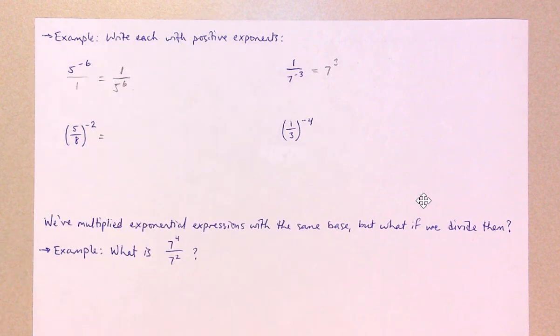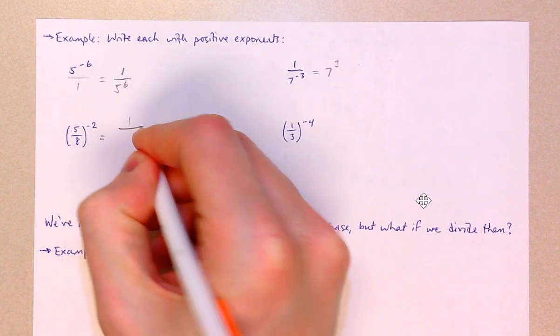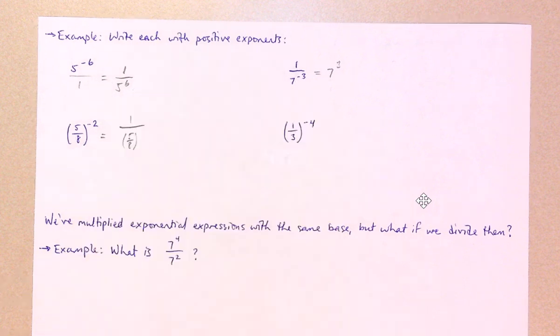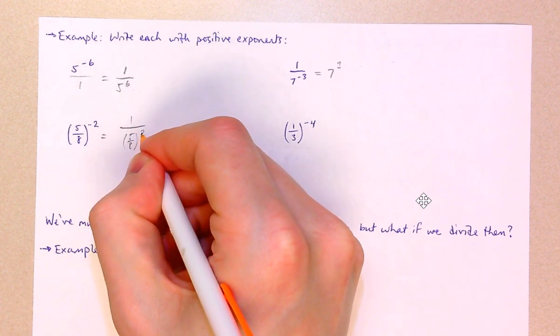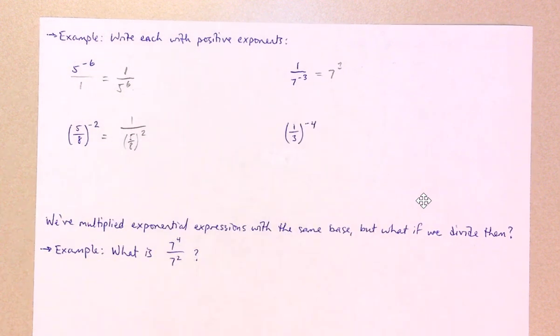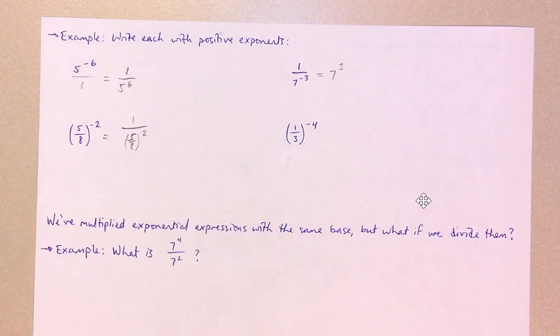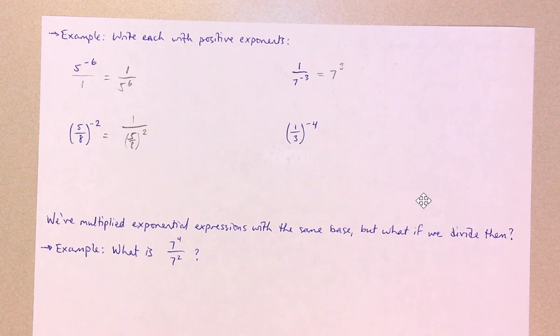We're going to have 1 over 5 over 8 now raised to the power of +2, not -2. Right? But this is ugly. This is not the friendliest form. We don't really want to look at things like this. So how can we rewrite this?